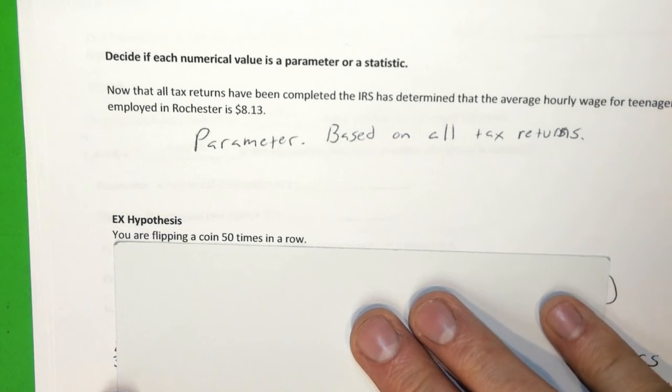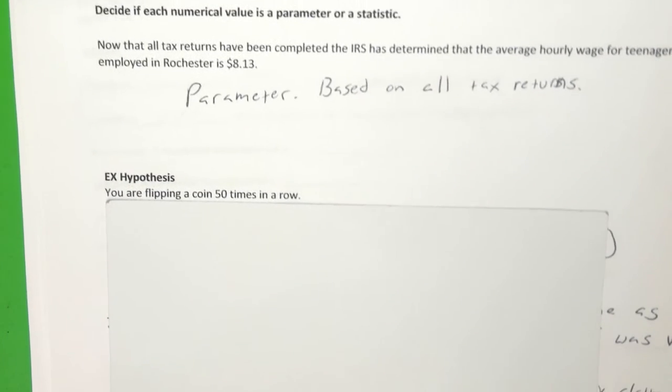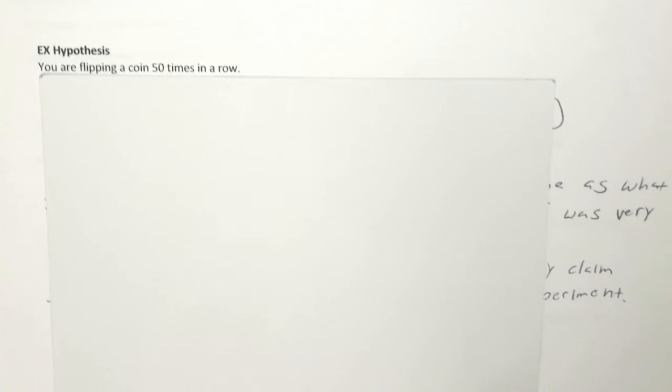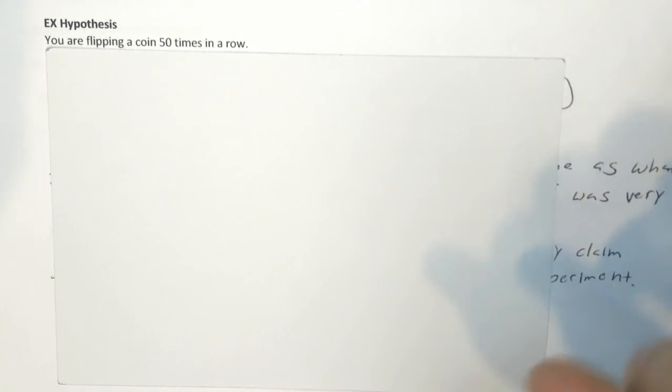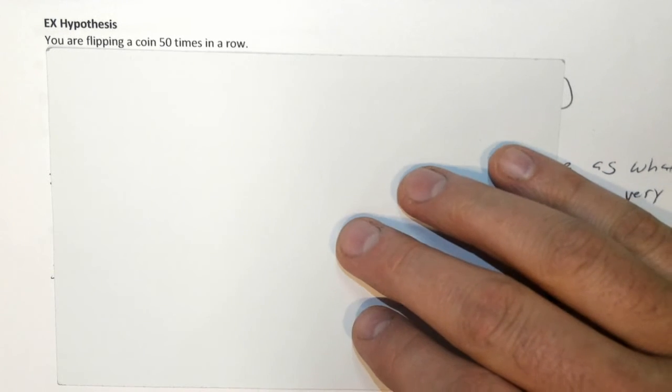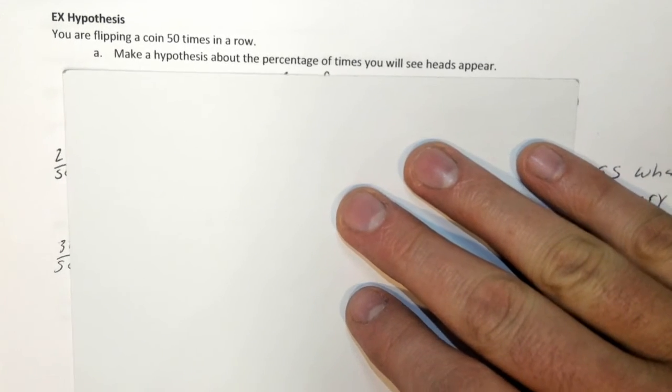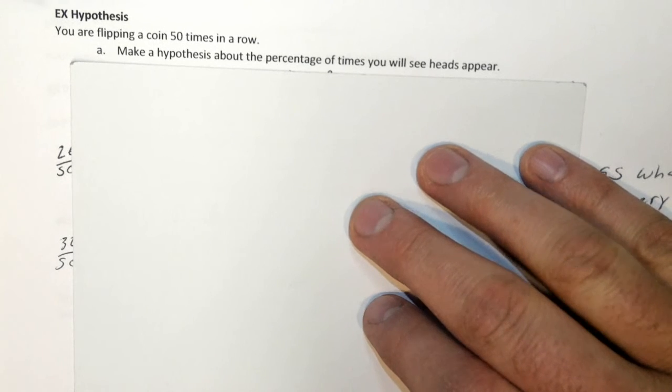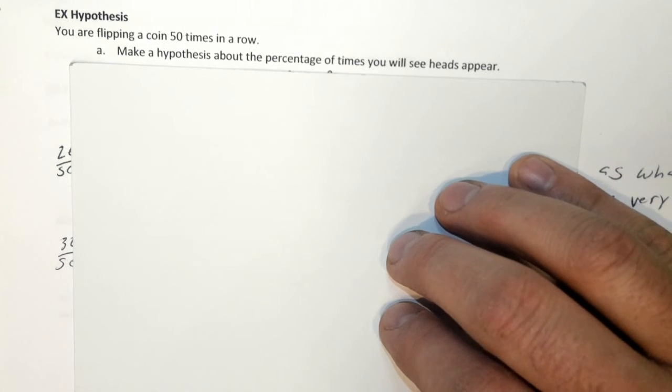All right, our last piece. The last piece that I want to discuss with you is a hypothesis. Now, in general, I'm quite confident that you know what a hypothesis is, but I just want to make sure that you can see what they look like in a statistical situation. So right here, you have a situation, and it says you are flipping a coin 50 times in a row. And it says, I want you to make a hypothesis about the percentage of times you will see a head appear. So now here's the thing.